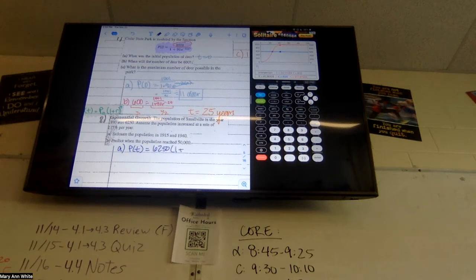I'm going to do 1 plus, what's my rate? Good, I like that you put it as a decimal, 0.0275, and then it's all being raised to the t. The only thing I'm going to do before I start plugging things in is add what's in that parentheses. I'm going to say P of t is equal to 6,250 times 1.0275 raised to the t.